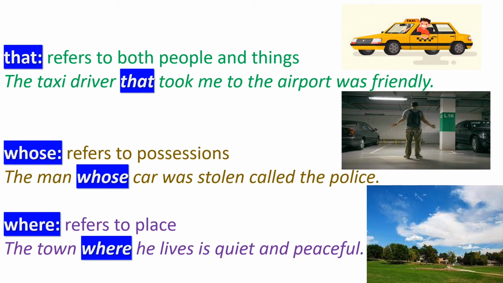That refers to both people and things. It can replace who, whom, and which. The taxi driver that took me to the airport was friendly. Whose refers to possessions. The man whose car was stolen called the police. And where refers to place. The town where he lives is quiet and peaceful. Read the examples after me for better understanding.